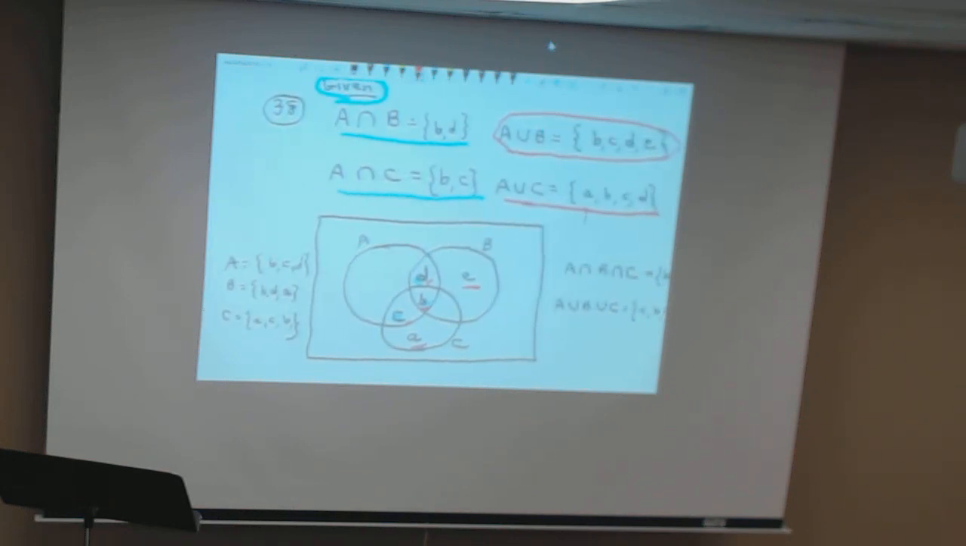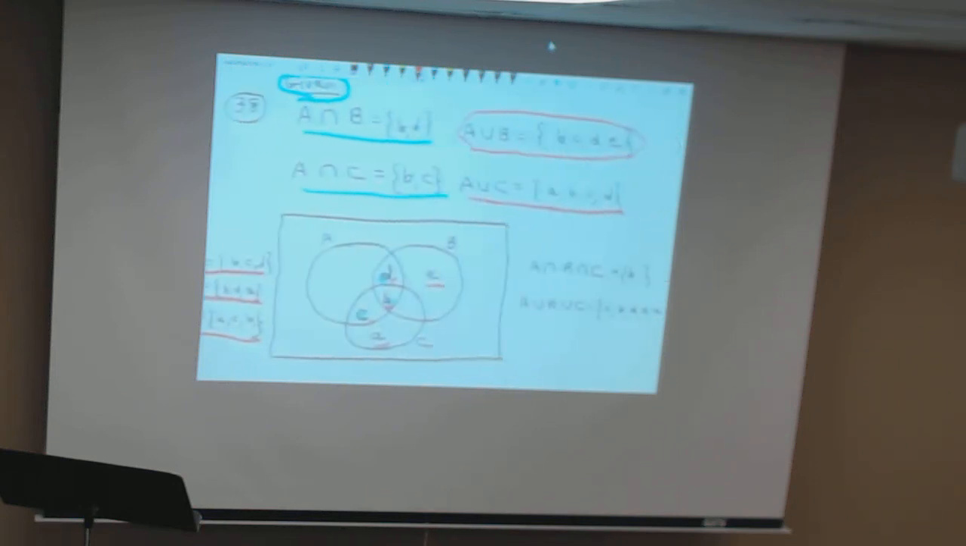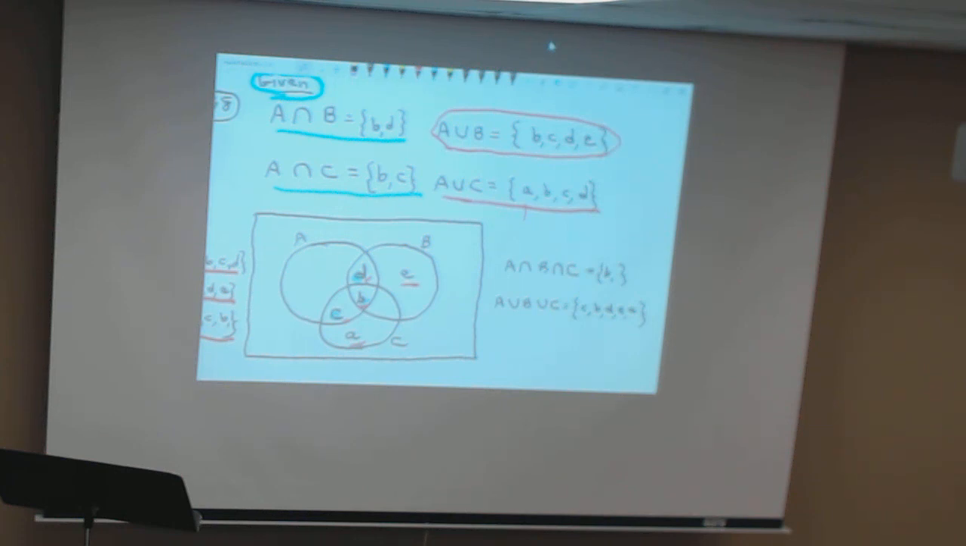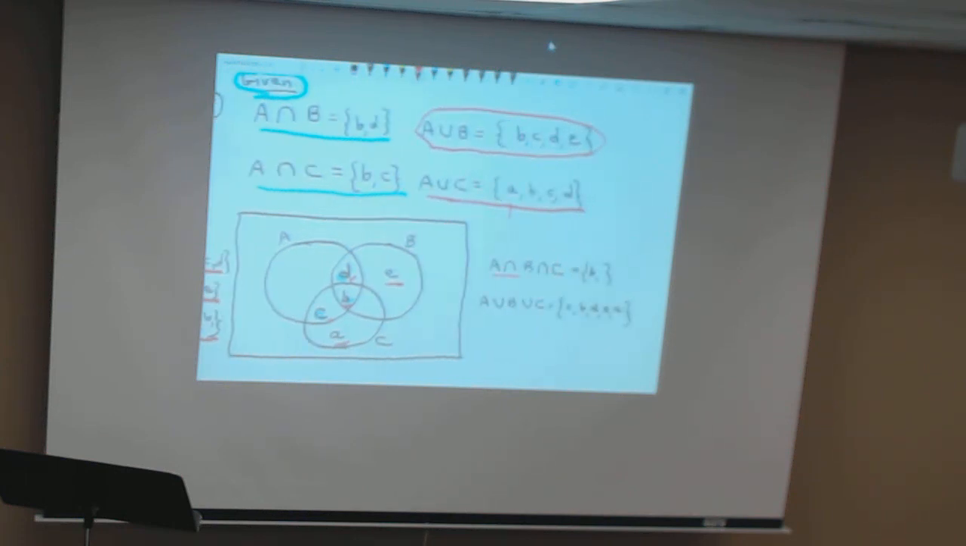Now that I've drawn this picture, what are the elements of A? B, C, D. What are the elements of B? B, D, E. What are the elements of C? A, C, B. But they didn't quit there. What's the intersection of A and B? A and B intersect, that would be D and B. Everybody follow that? A and B intersect is D and B.